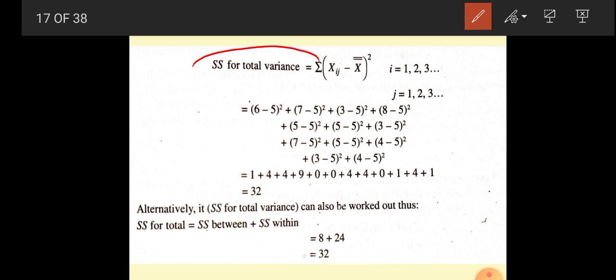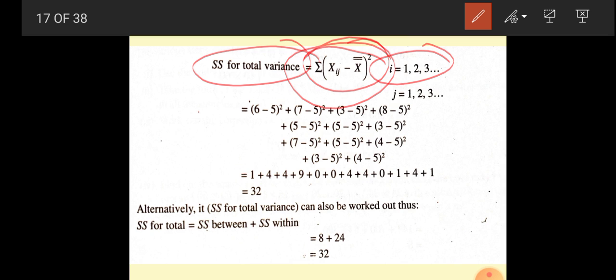Now afterwards, the sum of squares for the total variance. The formula is the summation over i, j of (xij minus x double bar) whole square. If you substitute the values one by one, x11, then x21, like this, you will get this result. So SS for total variance is 32.